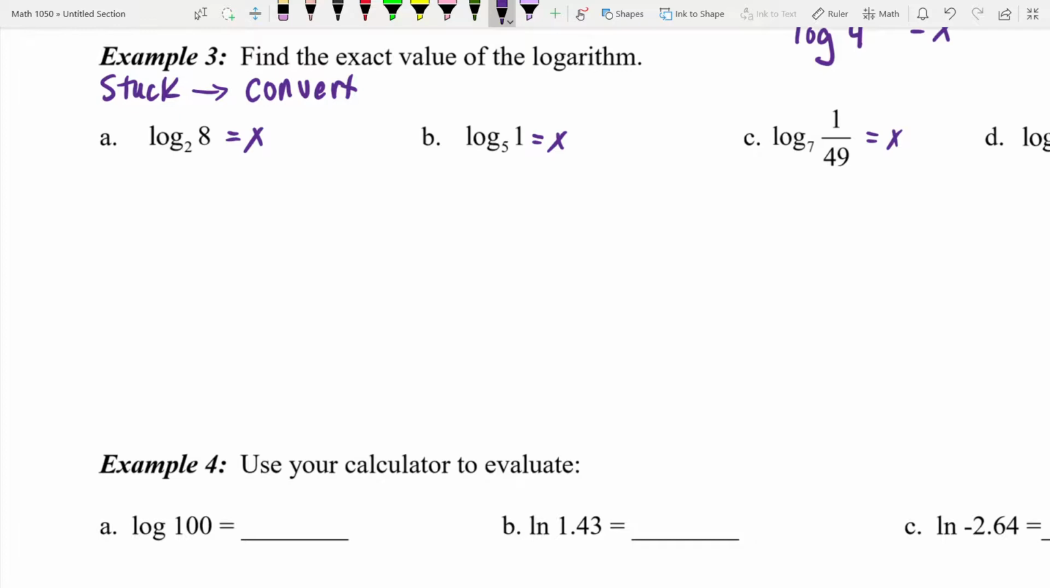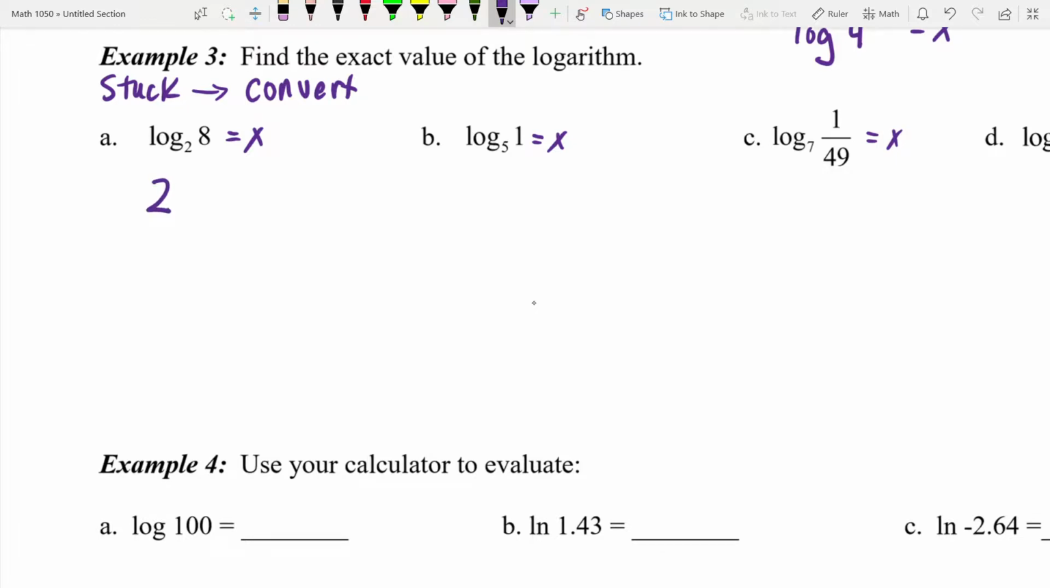See the log and the 2 and the 8? They're all stuck together. They're all one thing. Just like if you had 3x minus 2 equals 7, the 3x and the -2 are stuck together. I couldn't add 2 or divide by 2 or divide by 8. None of those things make sense. So I'm stuck, and when you're stuck, you convert it.